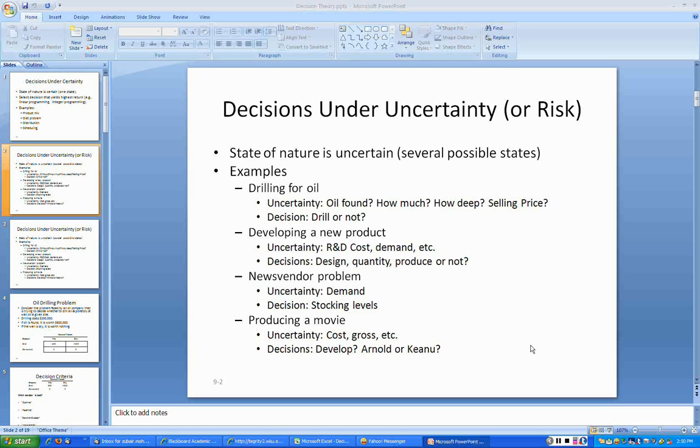Now some of the examples could be drilling for oil. We don't know whether we are going to strike the oil or not. Developing a new product. We don't know whether this product is going to be successful or not. And some of the uncertainty that comes into play is the R&D cost, the demand, and the competition may come out with a product. It could be a substitute product, maybe better than this. We have no idea about that. And there are many more examples, and some of them are listed here on the screen that you can see.